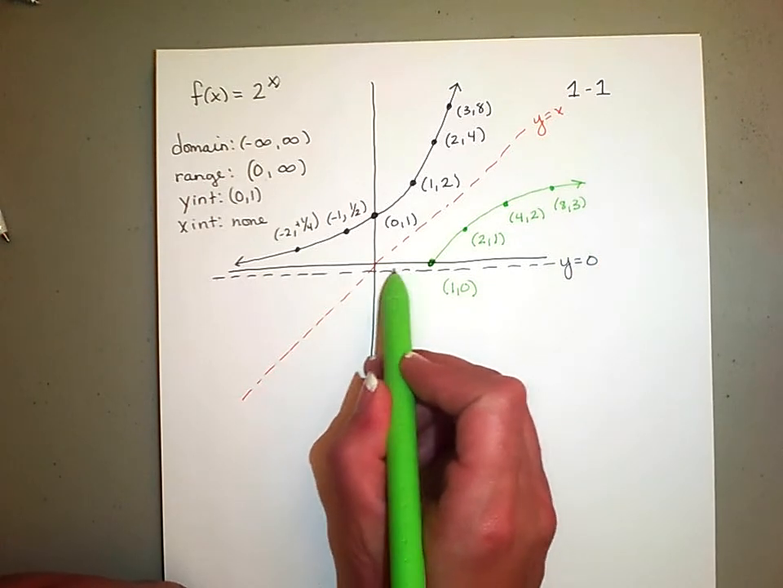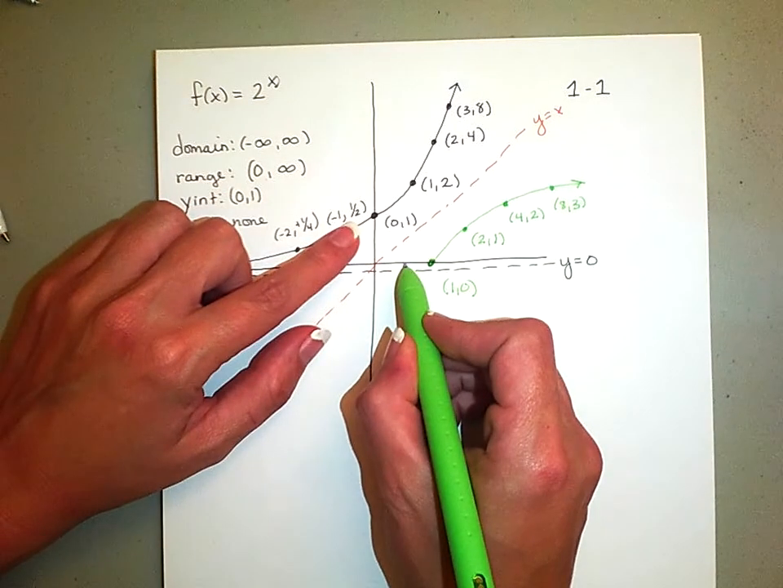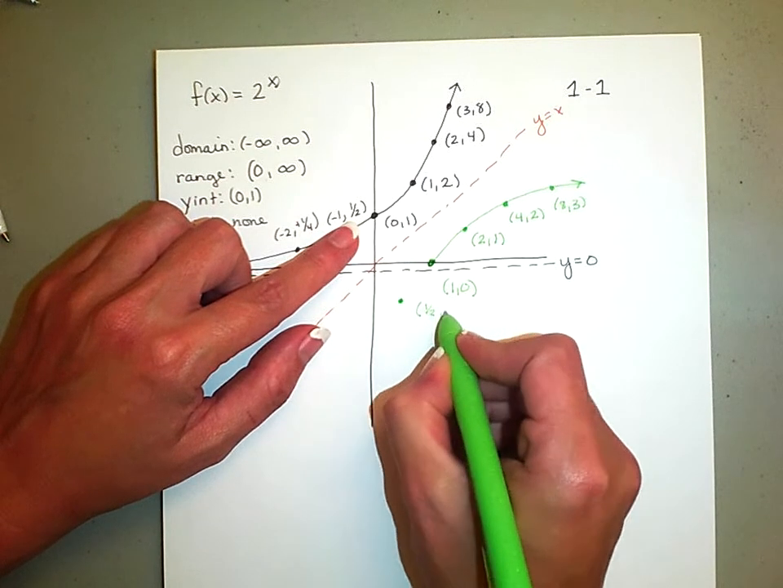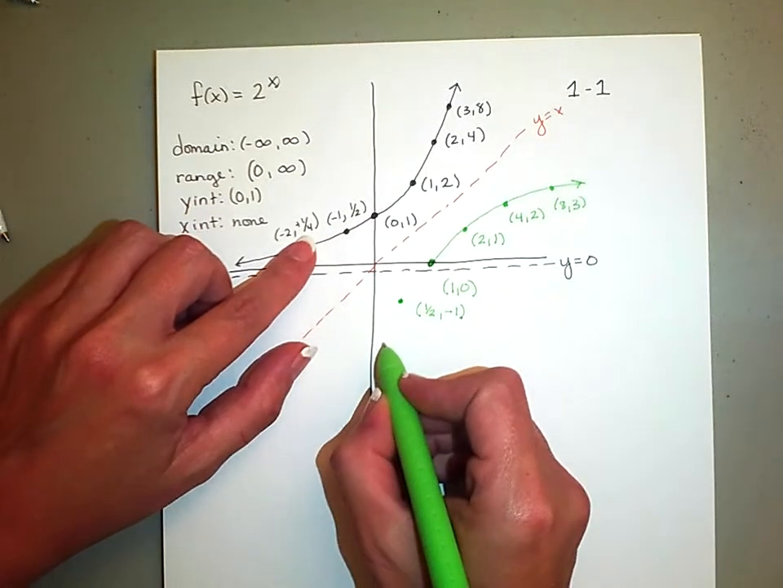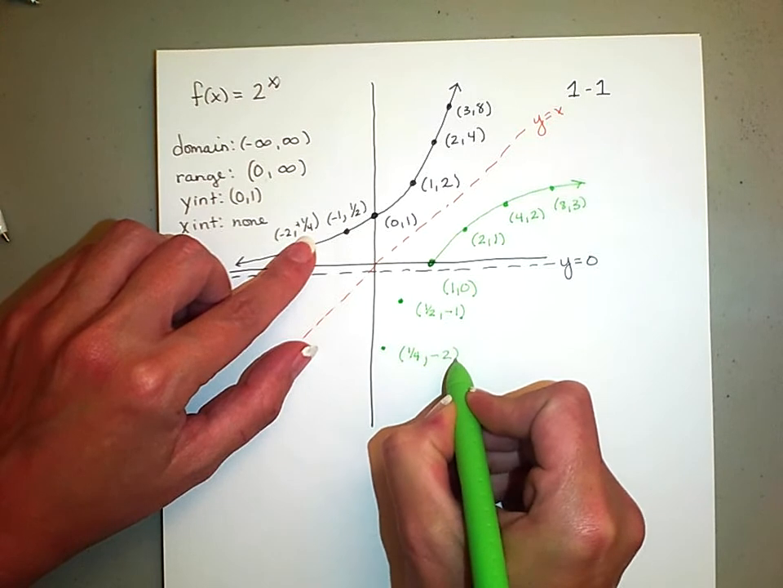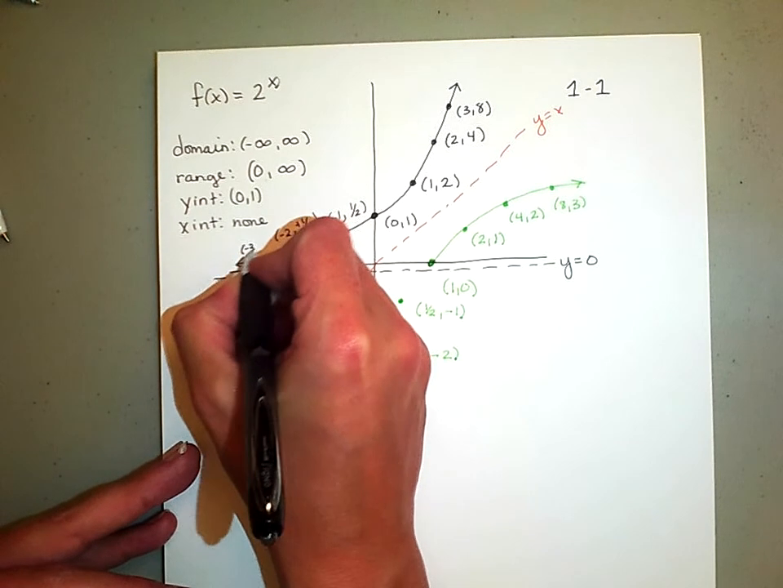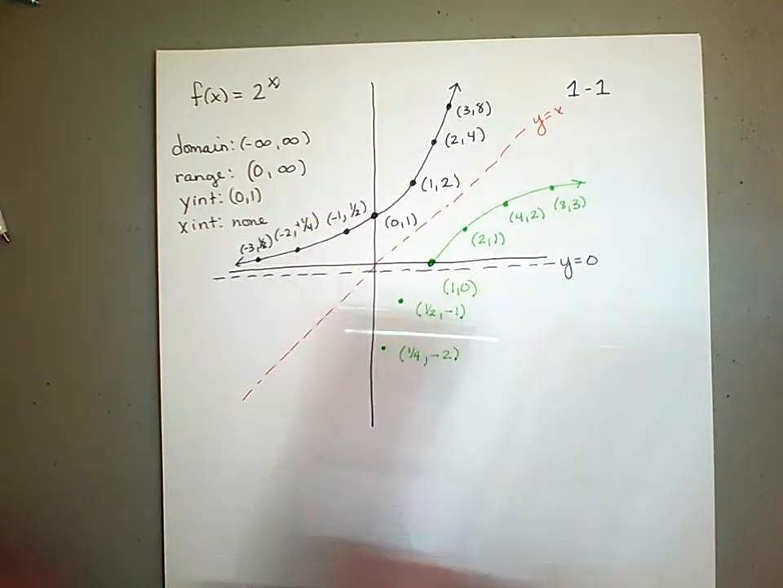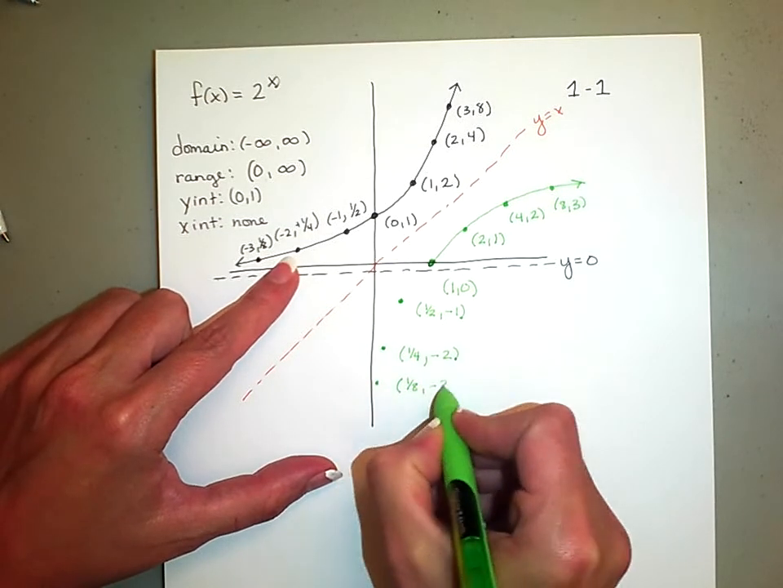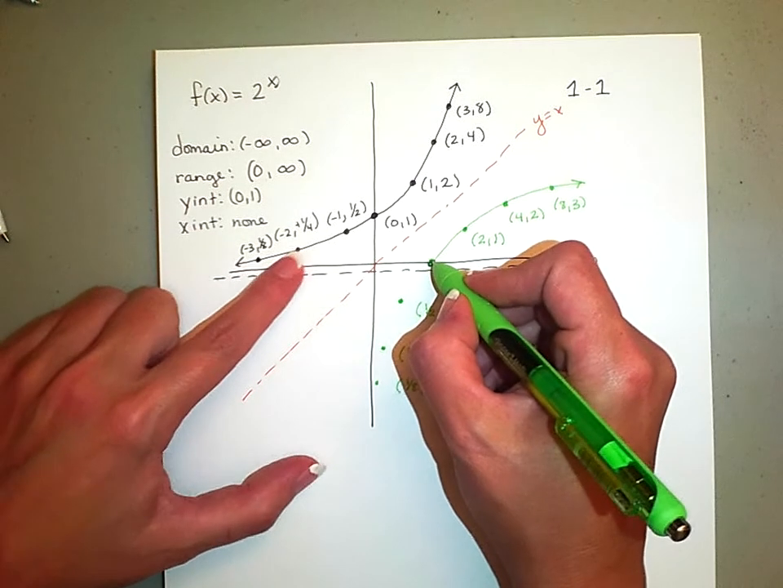So the question is, what's happening in between 0 and 1? Well, I need to have the point (1/2, -1). I also need to have the point (1/4, -2). And I could go further. I would need to have the point (1/8, -3). And so the graph would have to look like this.